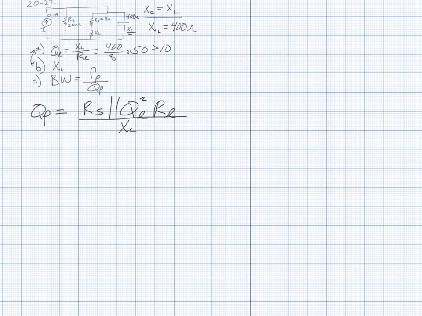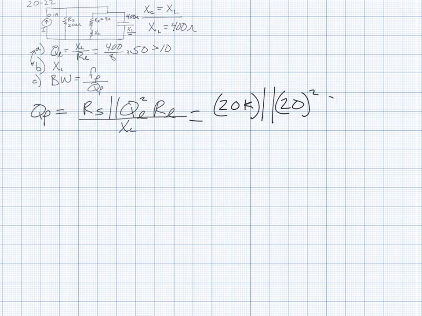So we know everything that we need to know to solve for the quality factor. So let's go and put them in. We got 20K, and that's in parallel with 20K squared times 8 divided by 400, okay? And then if we go ahead and multiply that whole thing out, you're going to get 25, okay?